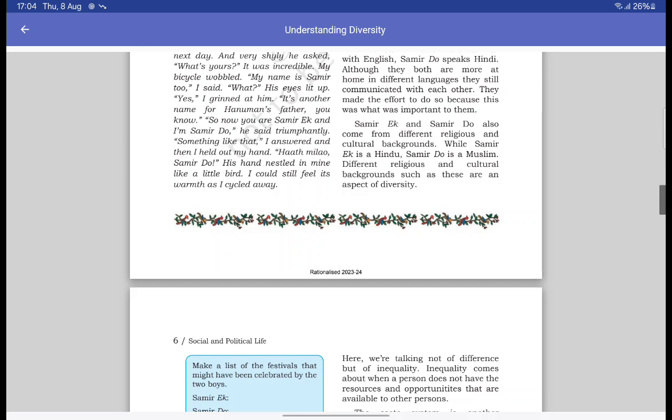So the main thing is, what is important for you? Is the other person's caste, is his skin color, or is his language more important to you, or his feelings and emotions, his mentality more important to you? This is actually a really deep message.